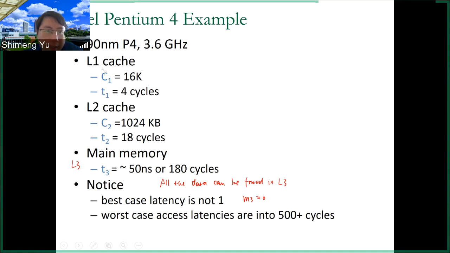So here for the L1 cache, it takes 4 cycles to access the data from L1, and 18 cycles from L2, and 180 cycles from the main memory, like level 3. Then we consider, for example, the miss rate for L1 and L2 both are 10%, 0.1. Then what is the perceived access latency for level 1 and level 2?